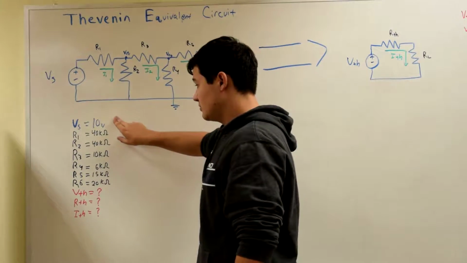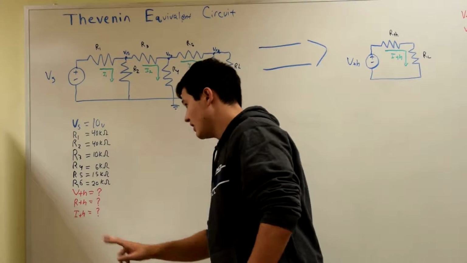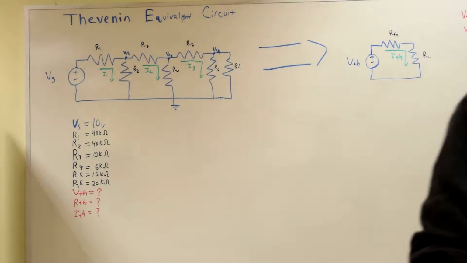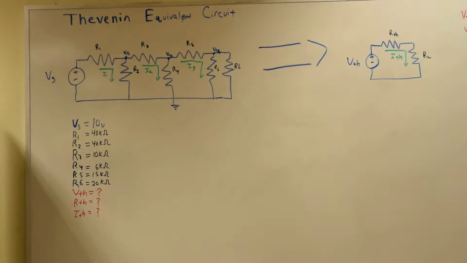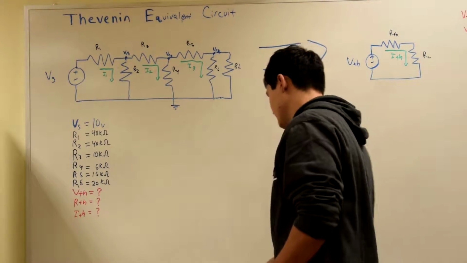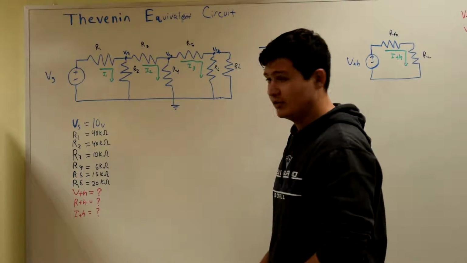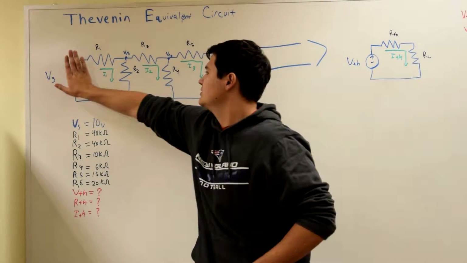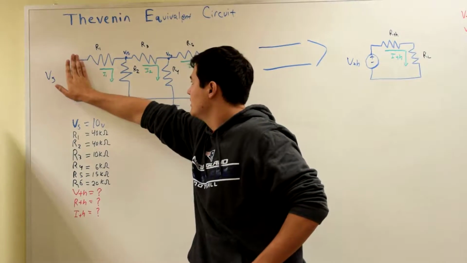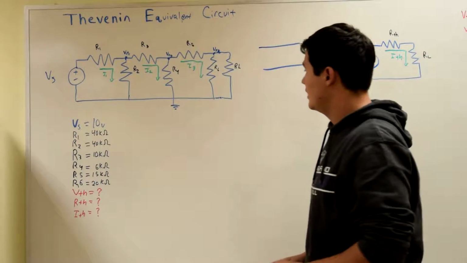So first things first, we have our values right there. Let me make sure you can see that again. Yes, you can. Okay. So the first thing we're going to do is we're going to get rid of our voltage source. Just like that. Why? Because we can do that.